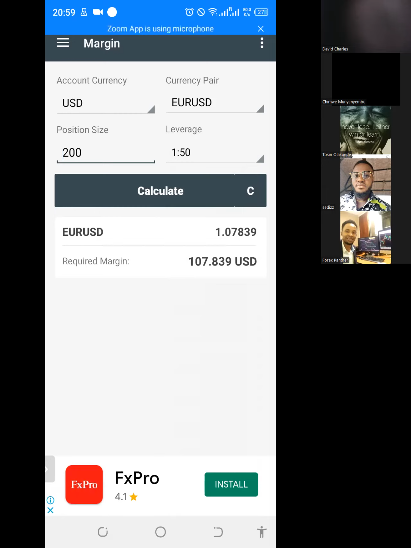So it represents something like a loan, leverage. They say it's something like a stage of credit brokers extend to their clients. It's given to you by the brokers to just give you that little bit of balance.